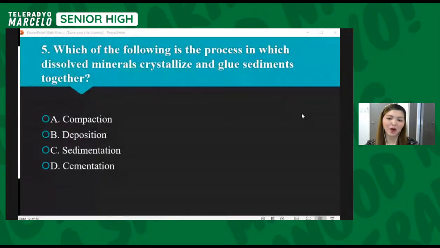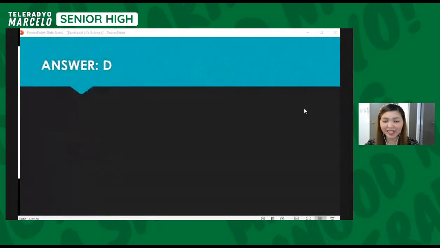Again, let me repeat. Which of the following is the process in which dissolved minerals crystallize and glue sediments together? A, compaction, B, deposition, C, sedimentation, or letter D, cementation? Okay, answers are coming in. Right, so most of your answers are correct. So it's letter D, cementation.